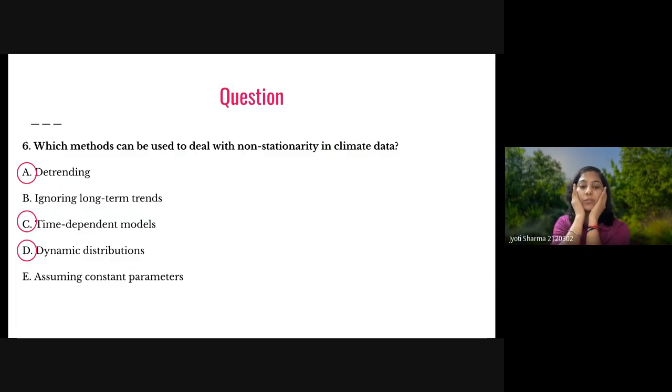Dynamic distribution is again based on some equations and models; with more advanced equations or statistics, we can remove this non-stationarity. Assuming constant parameters is not the right one.